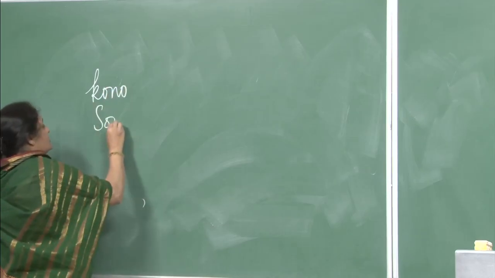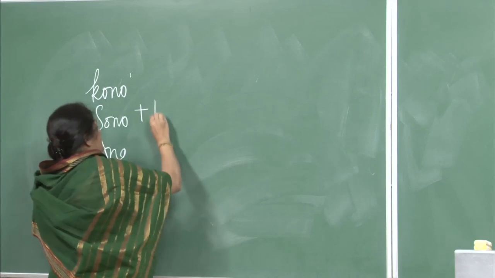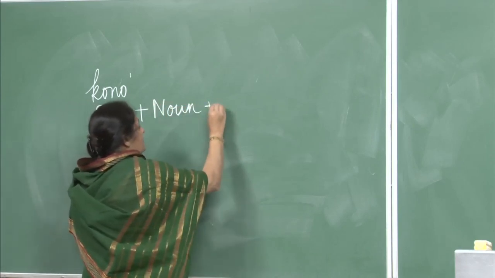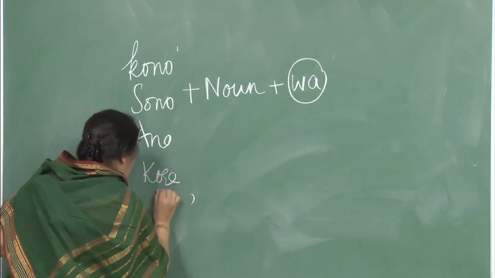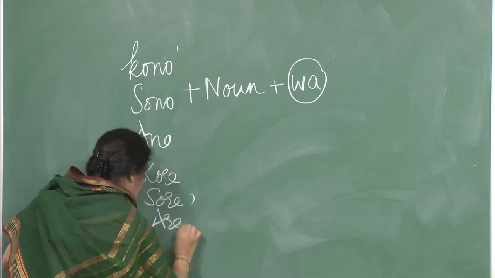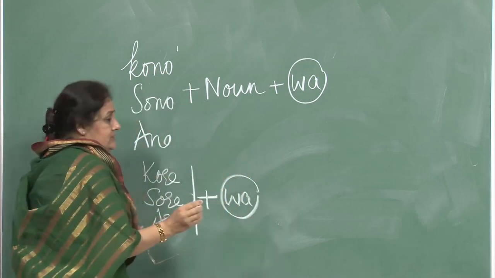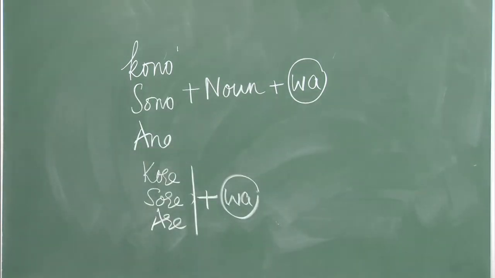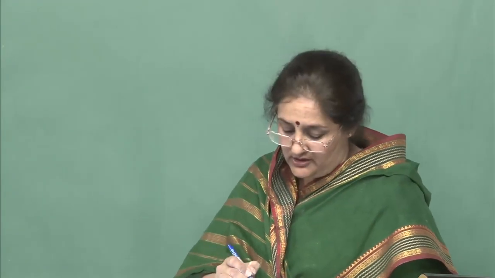You always name the object or person with kono, sono and ano. Kono, sono, ano plus noun plus wa; with kore, sore, are plus wa. That's the difference. So please remember, they are used in exactly the same manner. You point at a thing and then you say kono, sono and ano, depending on where you are with respect to the object or person.